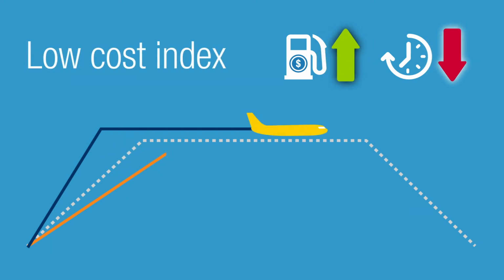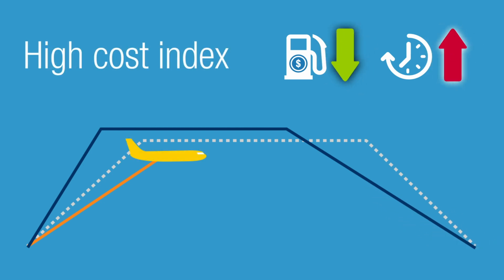With a lower cost index, the aircraft's top of descent is early because they're descending at a lower speed, which also means a lower descent rate. With a higher cost index, the top of descent will be later, and it will be at a higher rate of descent and higher speed.